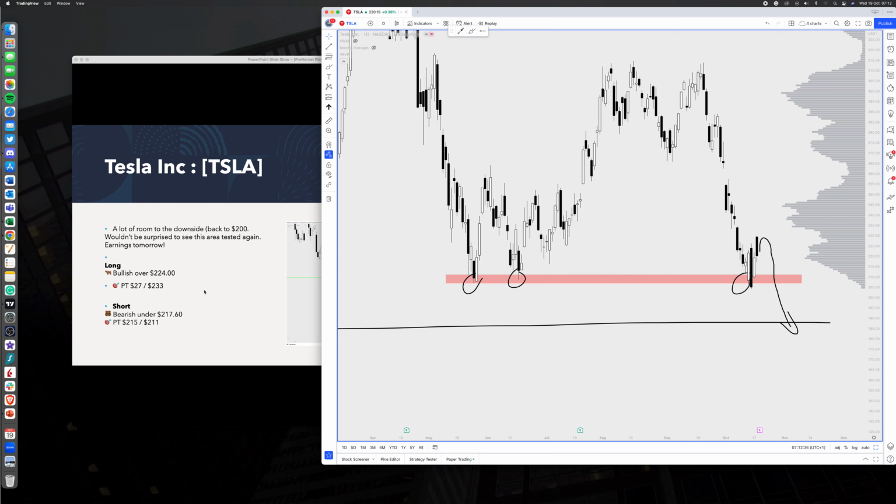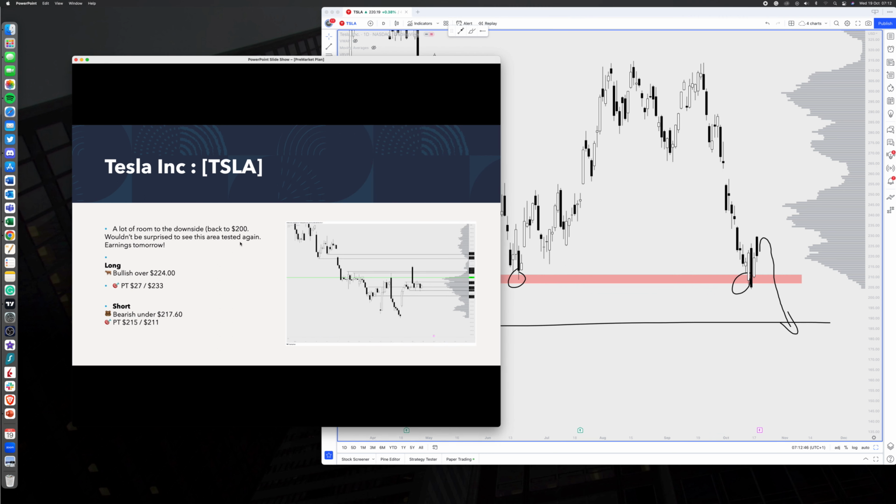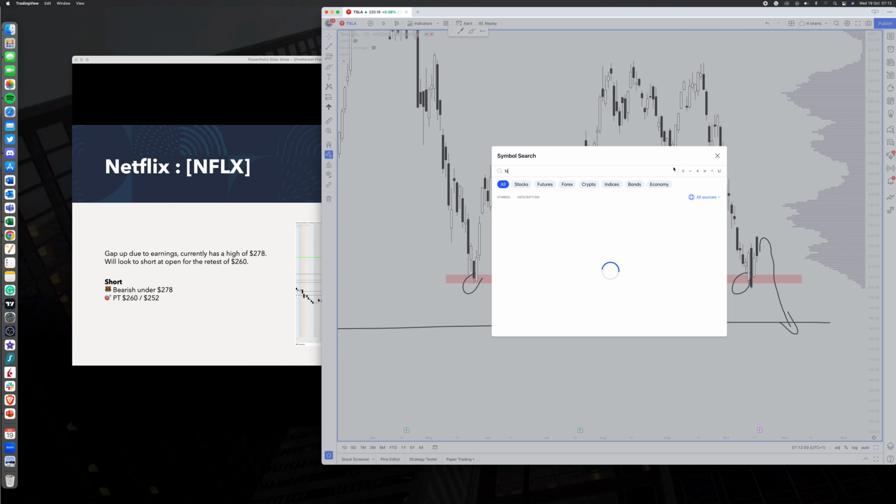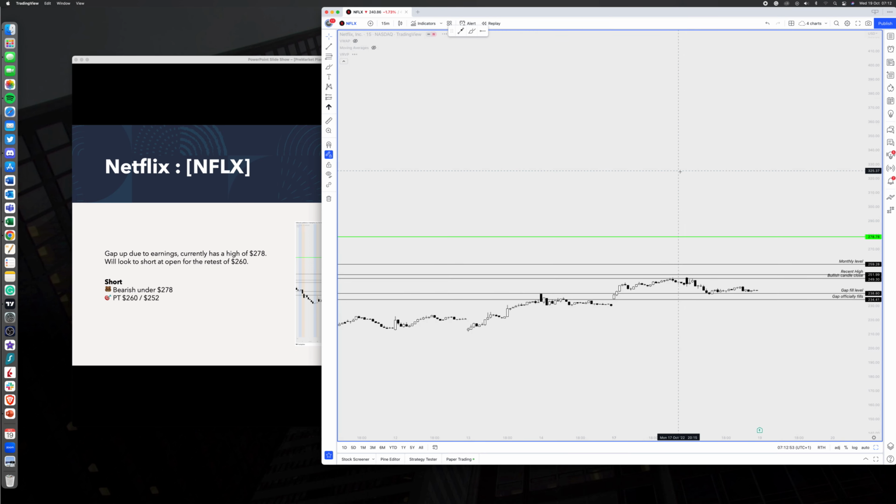We did trade one stock yesterday, and that was Tesla, funny enough. We called it a 2 to 4.3, and it fell all the way down to 217, so pretty good trade. Last one is Netflix. It has gapped up due to earnings, and it is looking rather great.